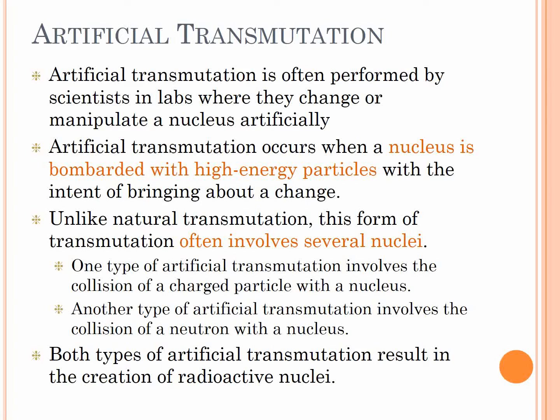One type of artificial transmutation involves a collision of a charged particle with a nucleus. Often the charged particle is a proton or an electron or something similar. Another type of artificial transmutation involves a collision of a neutron with a nucleus. The only difference being is a neutron is electrically neutral. Both types of artificial transmutation result in the creation of radioactive nuclei. So instead of the nucleus changing to become more stable, we're actually creating an unstable nucleus.